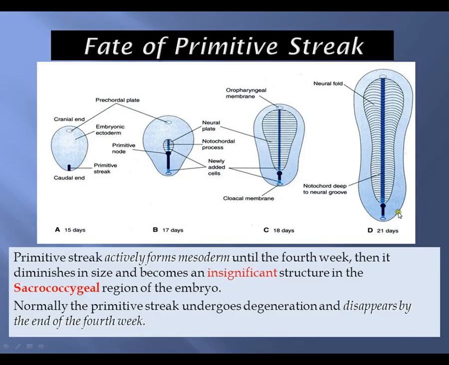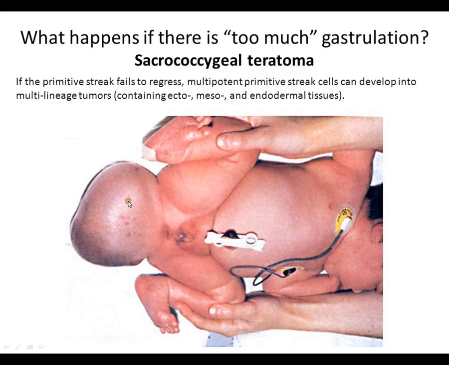If this streak persists, it will form a tumor in the sacrococcygeal region. The cloacal membrane is the area where the future anal region is formed, and the prechordal area is where the oral cavity or mouth is formed. Because the streak is responsible for developing the mesoderm and is developed from the epiblastic cells, it has multipotent or totipotent qualities.